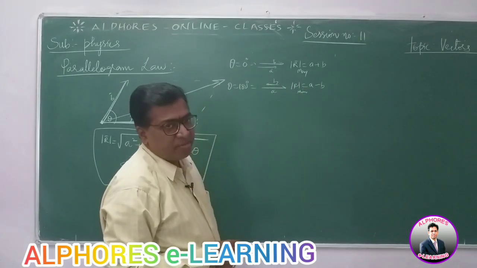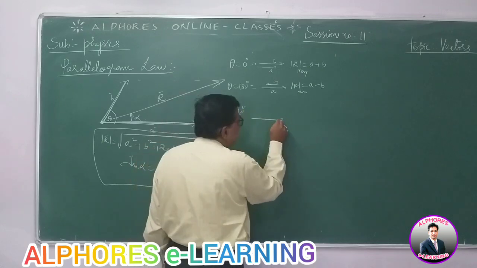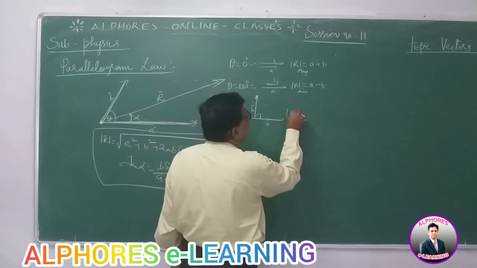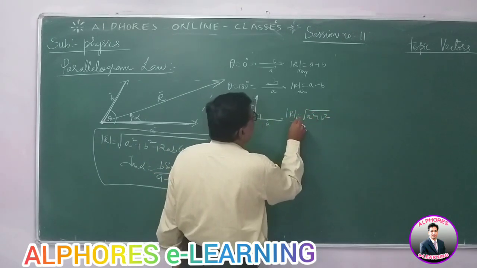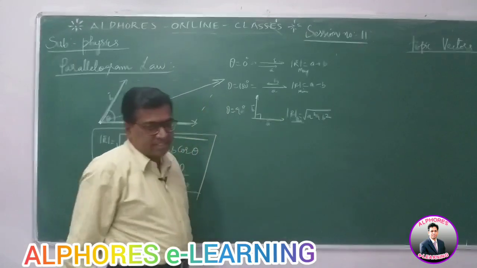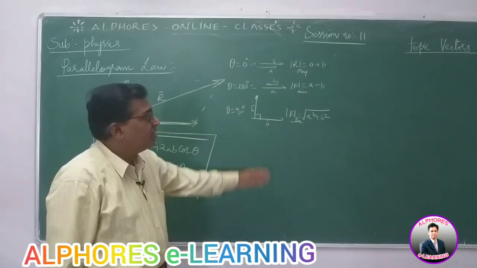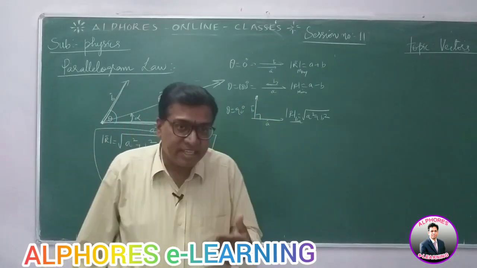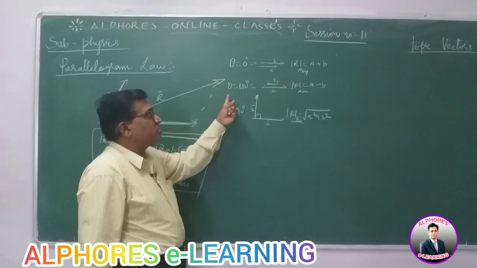And suppose if A bar and B bar are at right angle, 90 degrees, then the resultant is under root of A square plus B square, called the perpendicular resultant. It is the perpendicular resultant of two vectors. Maximum, minimum, perpendicular resultant. Now let's take up the next case. Case 1, case 2, case 3.